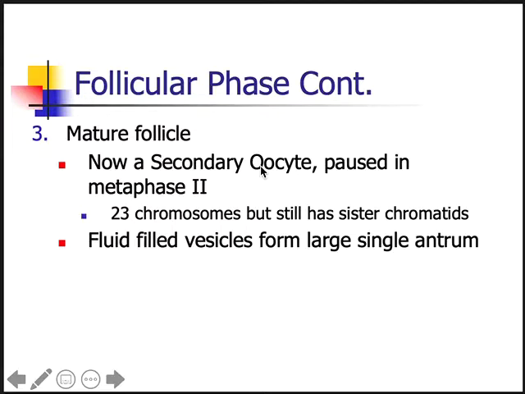So you completed meiosis 1, you've begun meiosis 2, and then you pause in metaphase 2. Okay, so when you pause in metaphase 2, you have 23 chromosomes. So you've accomplished the reduction from 2N to 1N, but you still have those sister chromatids. So if you get fertilized, then you're going to have to get rid of those sister chromatids.